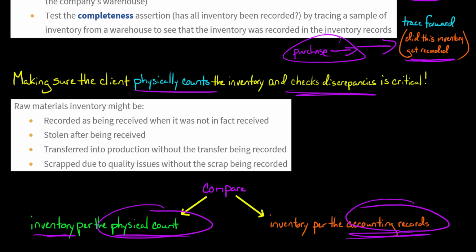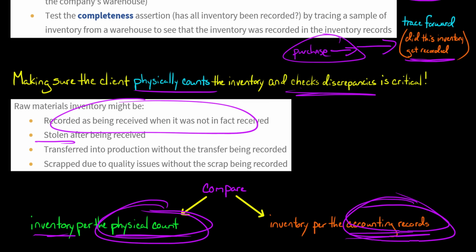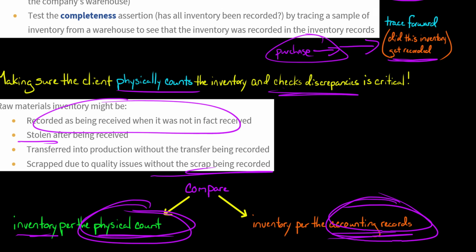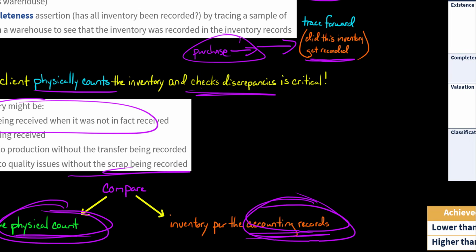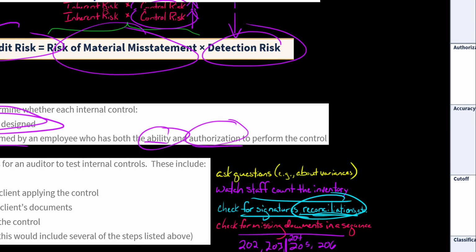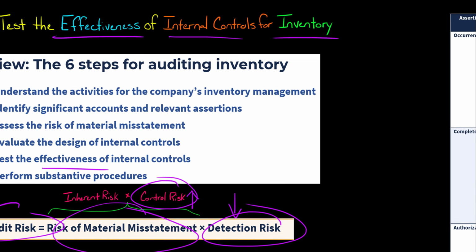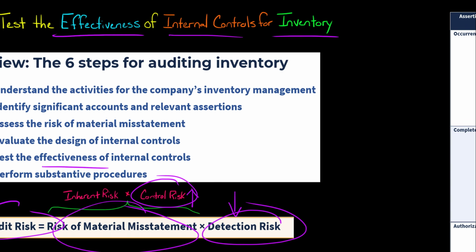Now, there are so many different reasons that there could be a difference between the physical count and the accounting records. People stealing the inventory, could be employees, could be customers. Recorded inventory is being received, but we didn't actually get it. There are issues with scrap. We didn't record the scrap and so on. I'm not going to get into all that. As you know, there are many different ways the inventory could be different from what we actually have on hand and what the accounting records say.